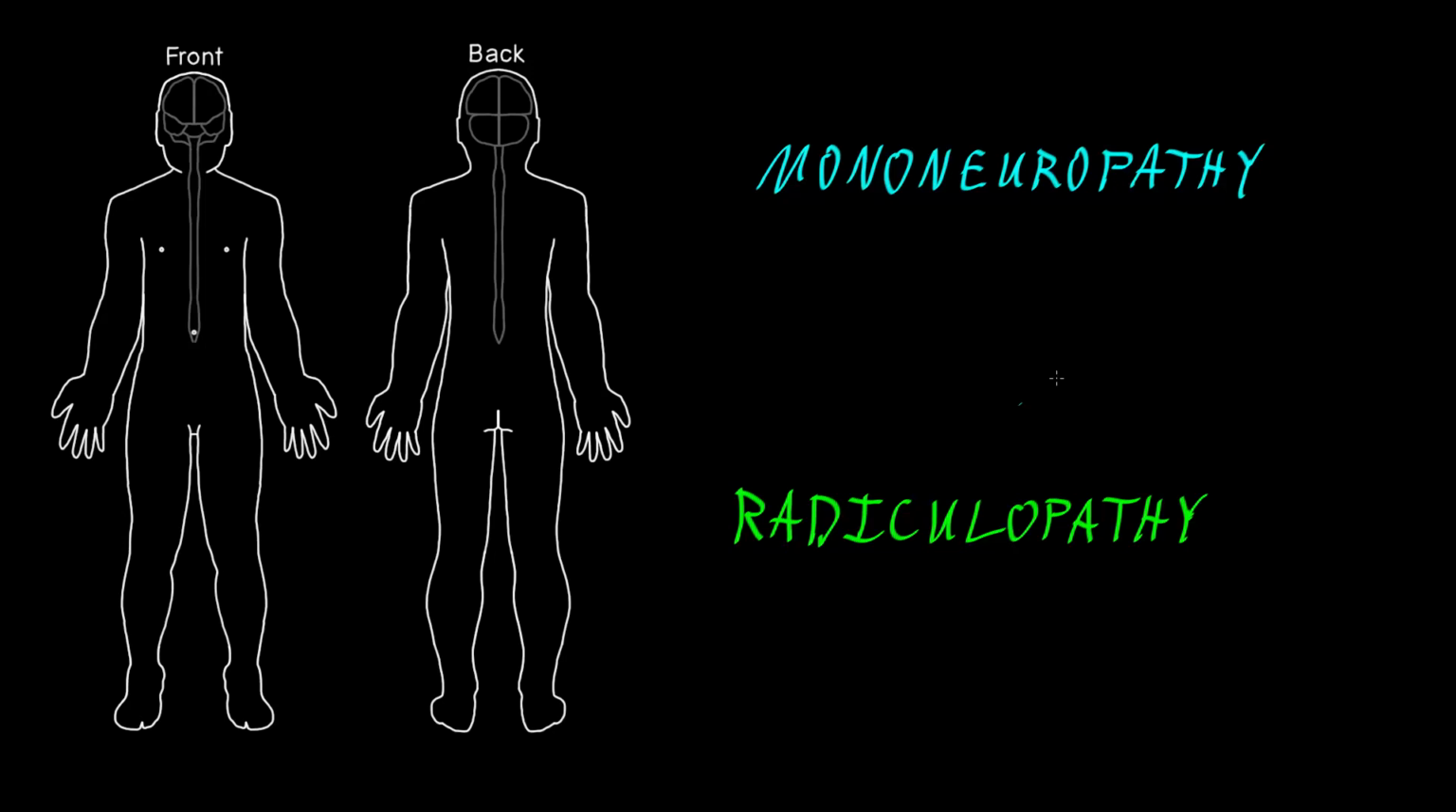And even more specifically, these are both focal abnormalities of the peripheral nervous system, with an abnormality in one discrete spot. But mononeuropathy is dysfunction of one nerve, somewhere out in the periphery of the body, while we use this term radiculopathy for dysfunction of one spinal nerve or its roots. One spinal nerve or its roots.